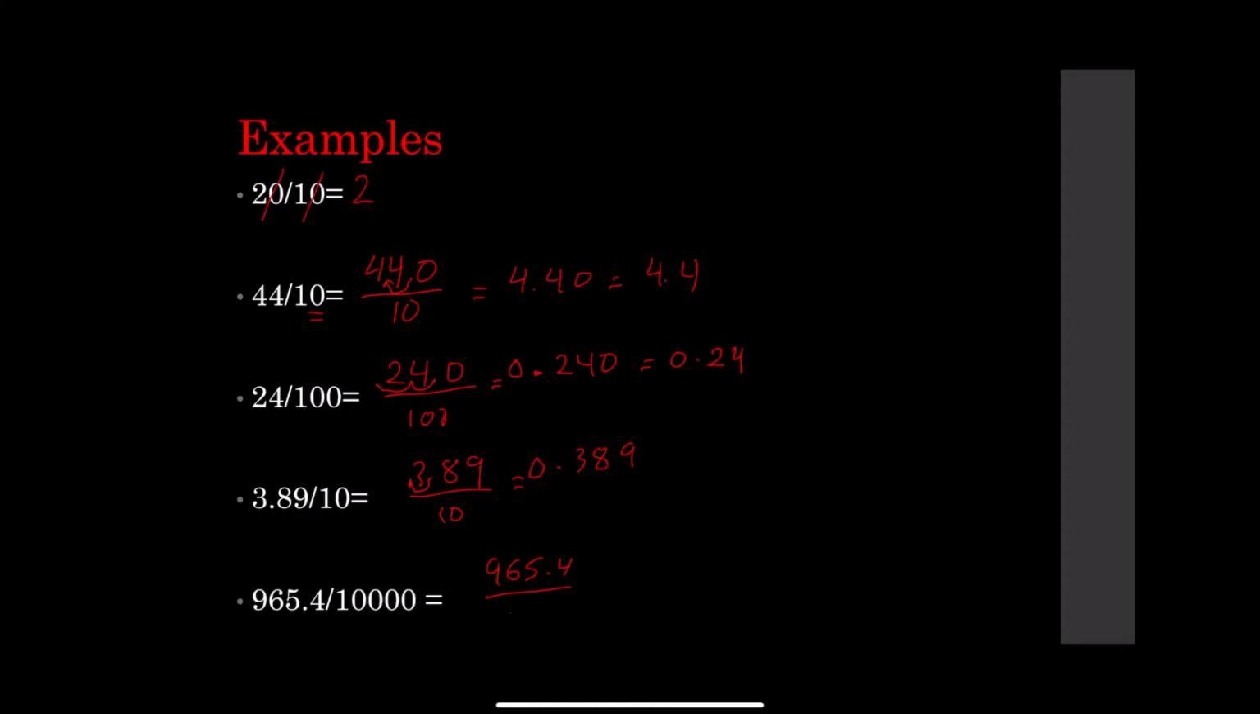965.4 divided by 10,000. How many zeros do we have here? We have 4 zeros. So we need to move the decimal point to the left 4 times, or 4 place values. 1, 2, 3. Nothing after the 9. Remember the trick, add 0. So we will add 0 and then the decimal point after it, 0.09654. And since nothing is to the left of the decimal point, add 0.